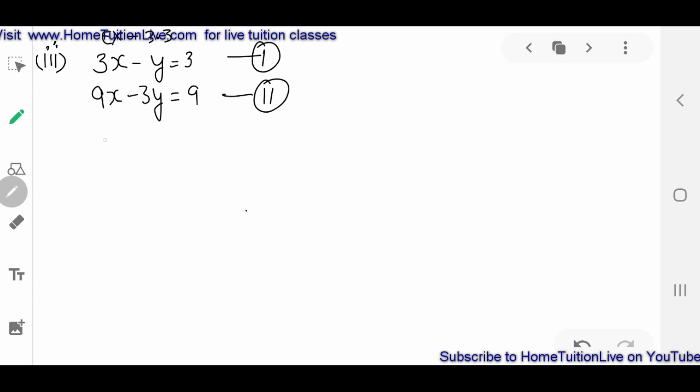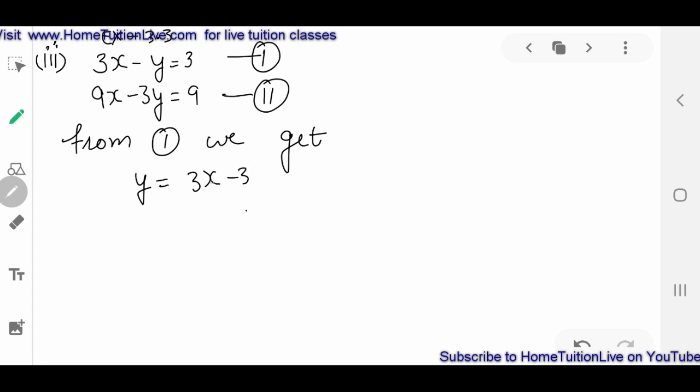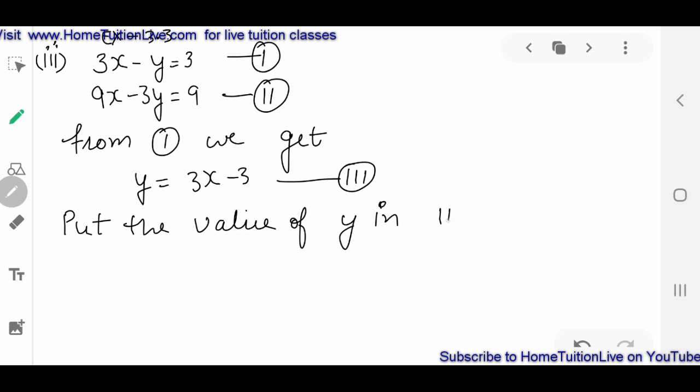So from the first equation we get y is equal to 3x minus 3. Now put the value of y in the second equation. 9x minus 3 into 3x minus 3 is equal to 9.